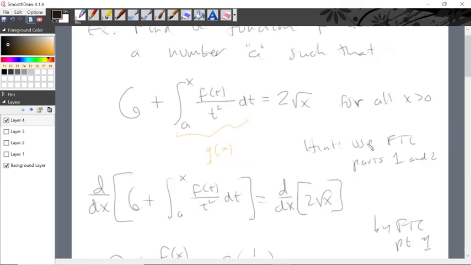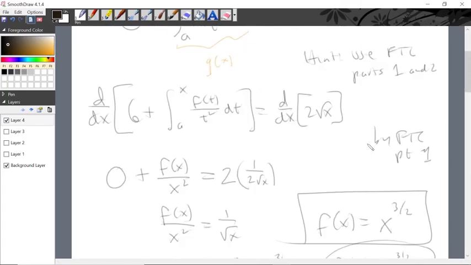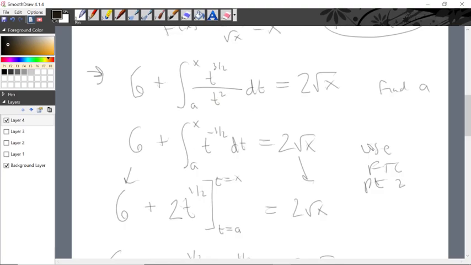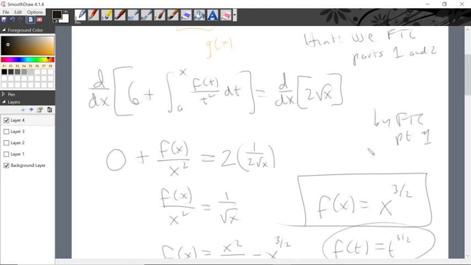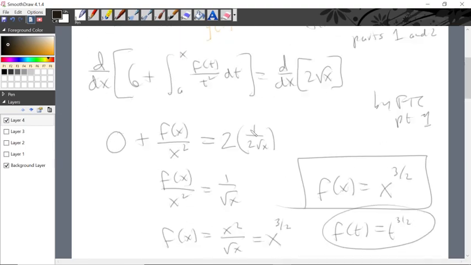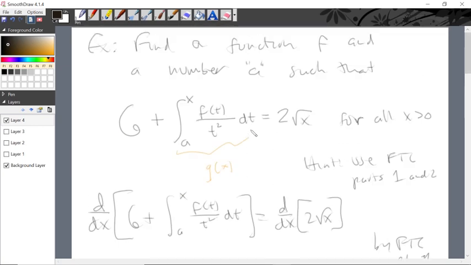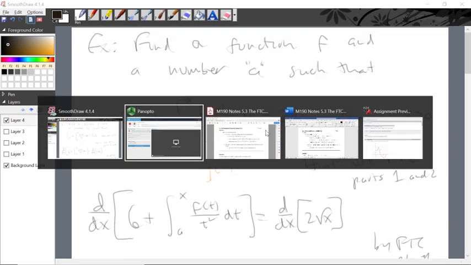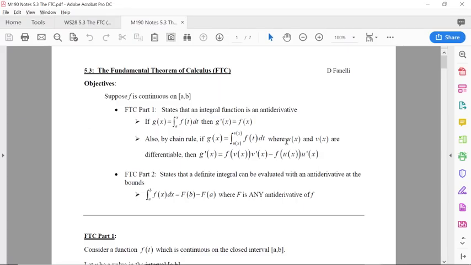In order to find it, we actually applied both part 1 of the fundamental theorem of calculus and part 2 of the fundamental theorem of calculus. Part 1 was used in order for us to find this as a function. Right? We found it as a function. And then part 2 was used in order to calculate it as an area, to calculate it as a number. Okay? All right. So that is it for the fundamental theorem of calculus.